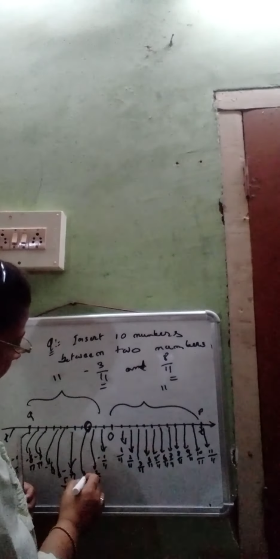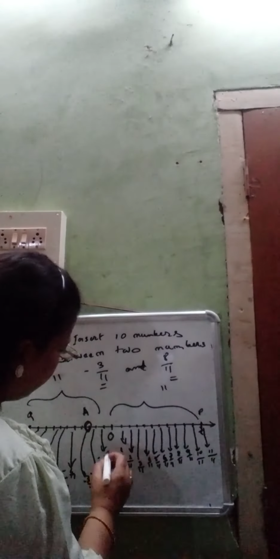So, what is the point minus 3 by 11? This is minus 3 by 11. I give it the name point A. And 8 by 11 is here. This is 8 by 11, and I give it the name B. So all the points between A and B we have got.